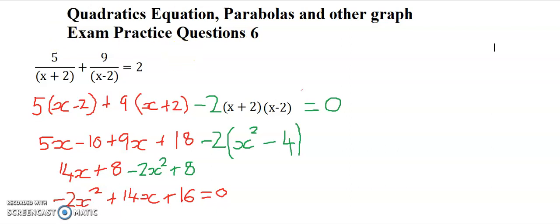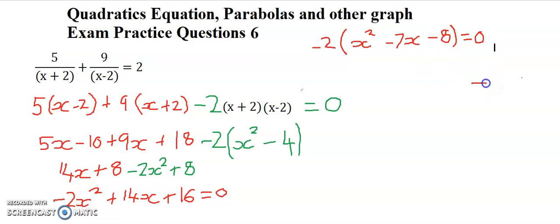I'm going to factorize. So the first thing I'm going to do is get the common factor of negative 2 out the front. So that means I'm left with x squared. So 14x divided by negative 2 is negative 7x. And then I've got 16 divided by negative 2 is negative 8, equal to 0.